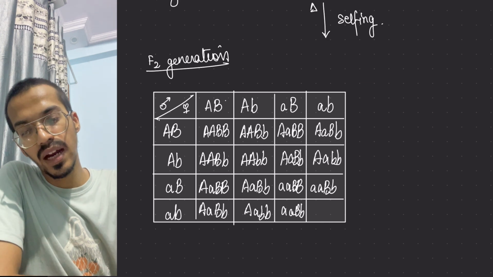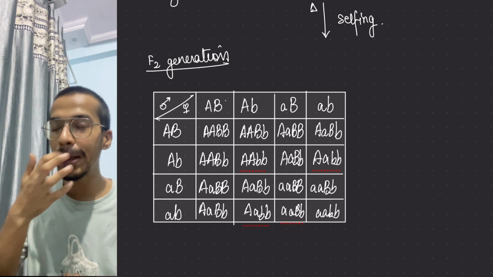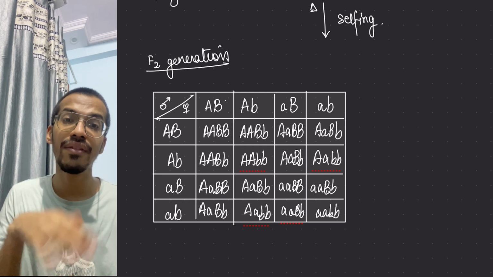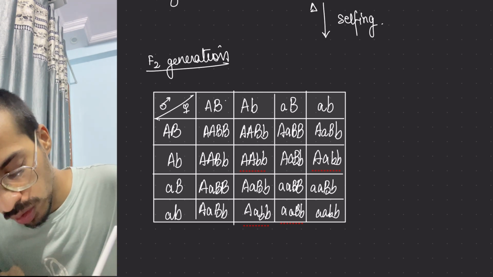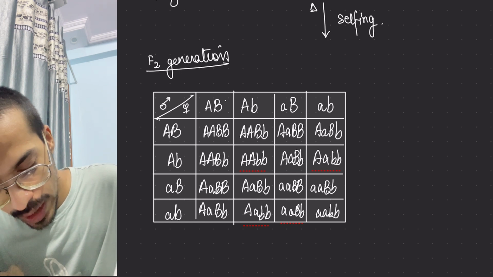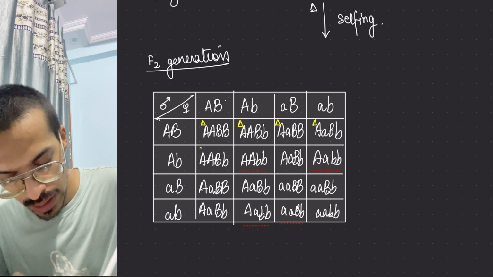I told you that the triangular ones would be what? Which will have either one or both of the capitals. So those with both capitals are triangular, triangular, triangular, triangular, because one is coming.